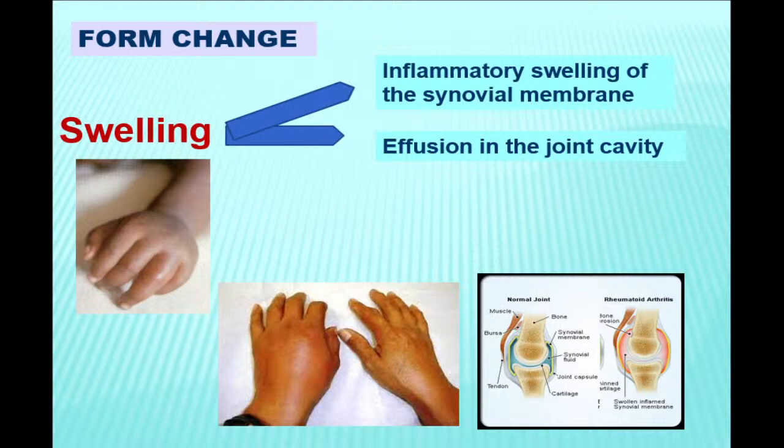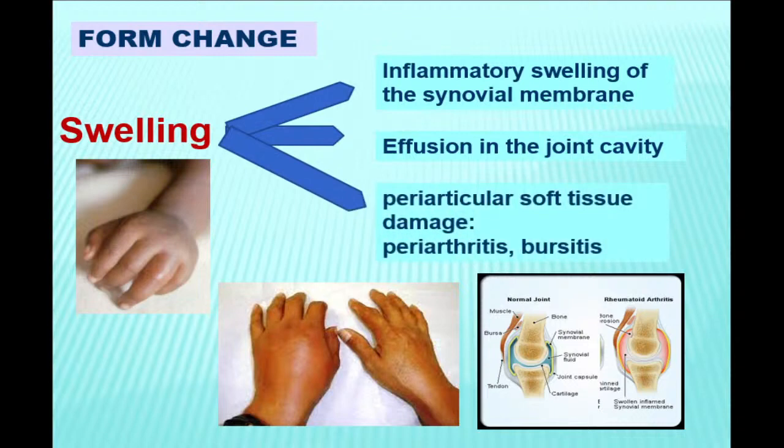Effusion in the joint's cavity may be revealed on palpation or with a special instrumental method. Swelling of the joints appears due to damage of periarticular soft tissue, periarthritis or bursitis, which is inflammation of the joint sac, which actively produces inflamed liquid which is held inside the joint.